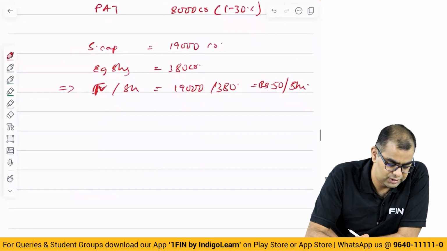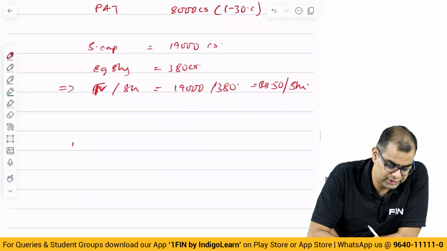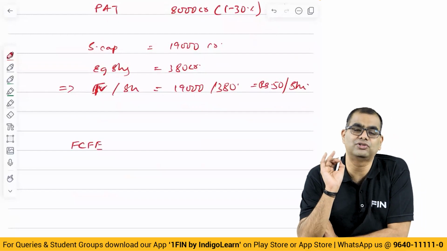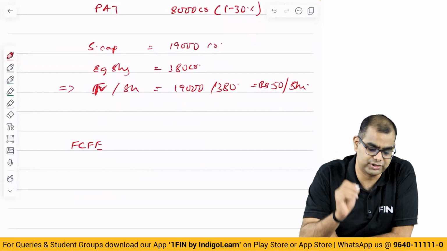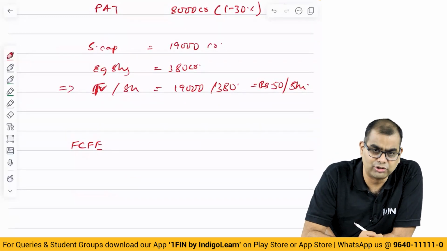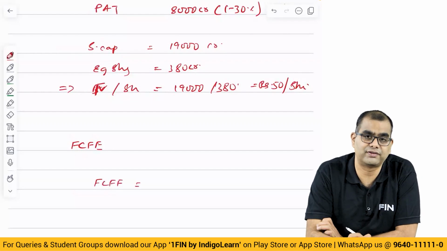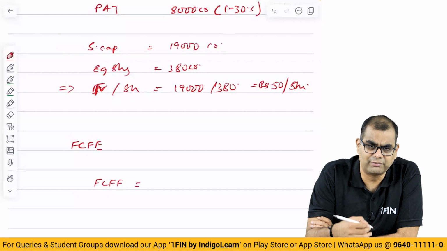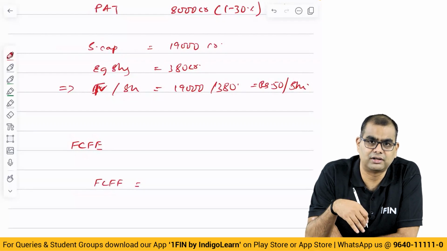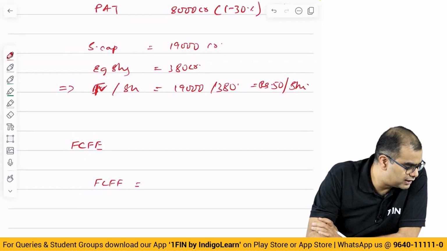So first, FCFE. What is FCFE? It is the cash flow that is attributable only to equity shareholders, which you can also derive from FCFF. First we'll go the FCFF route. What is FCFF? You can come back from PAT or you can do it from EBIT. Do we have EBIT?